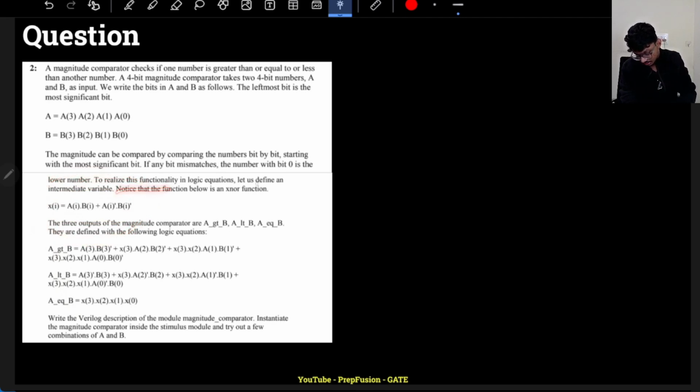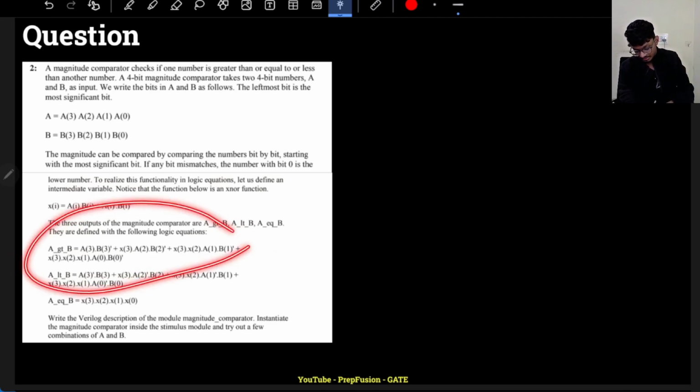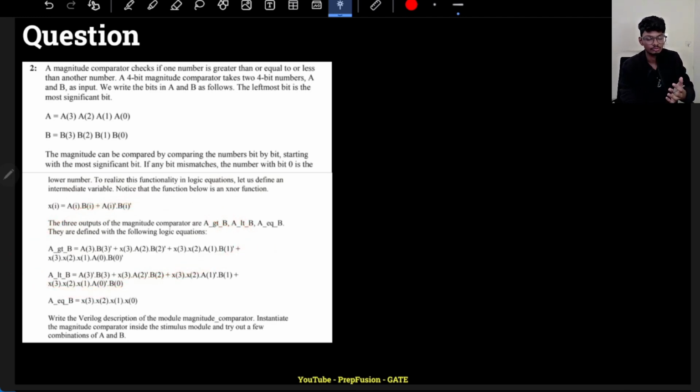To realize this functionality, let us define an intermediate variable. Notice that the function is the xnor function. So xnor basically checks if two bits are equal or not. The three outputs of the magnitude comparator, a greater than b, a less than b, a equals to b, are defined with logic equations. This I have already derived, right? I derived these equations two lectures ago. So now it would seem like a cakewalk, because all this we have learned already previously.